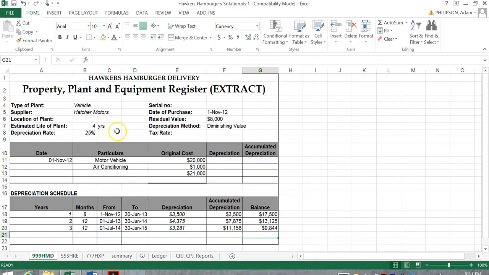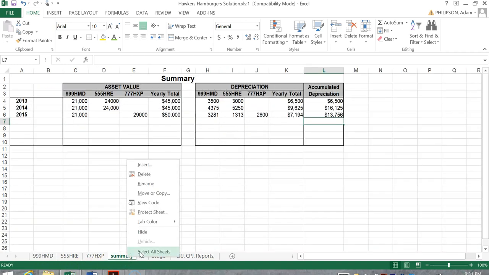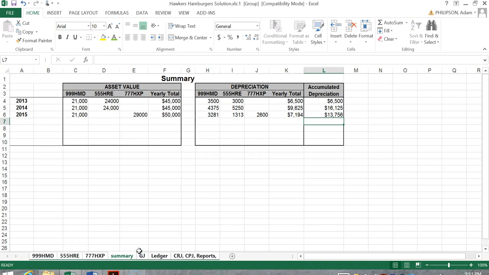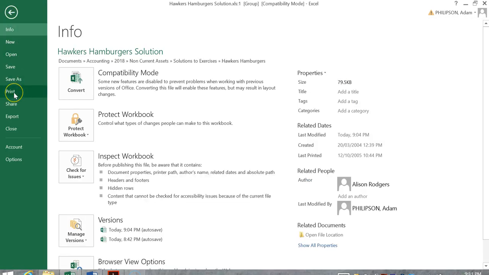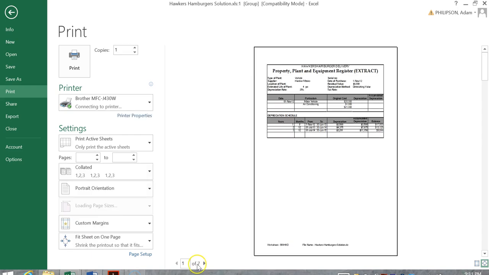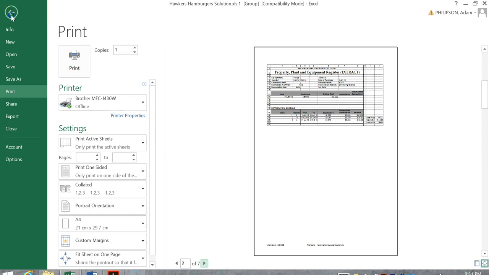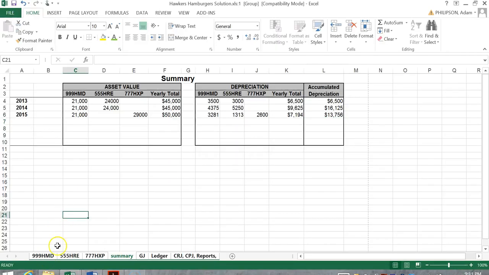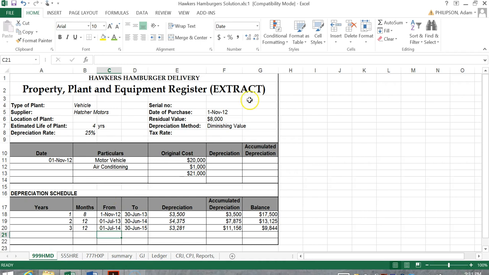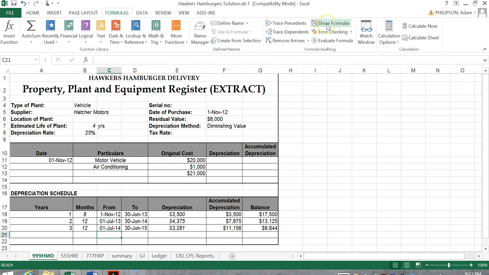I want you to print everything. In order to print everything easily, you can just right click, select all sheets. Then you can go File, Print, and we'll have all 7 pages. Beyond that, what I want you to do is print these in formula mode. I wanted to see that you're using formulas in all the right places.